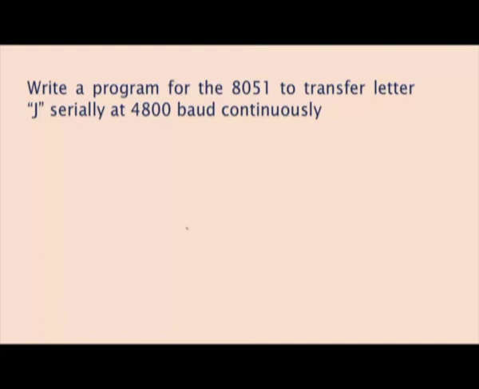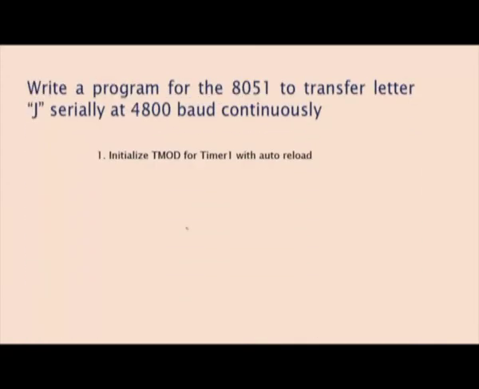Here in this program, the letter J is given, and I want to transmit it with a specified baud rate. So, what do I have to do? First, I have to identify the ASCII value for J. Then I have to activate the baud rate. So, how are we calculating the baud rate? The baud rate should be initialized via timer 1.